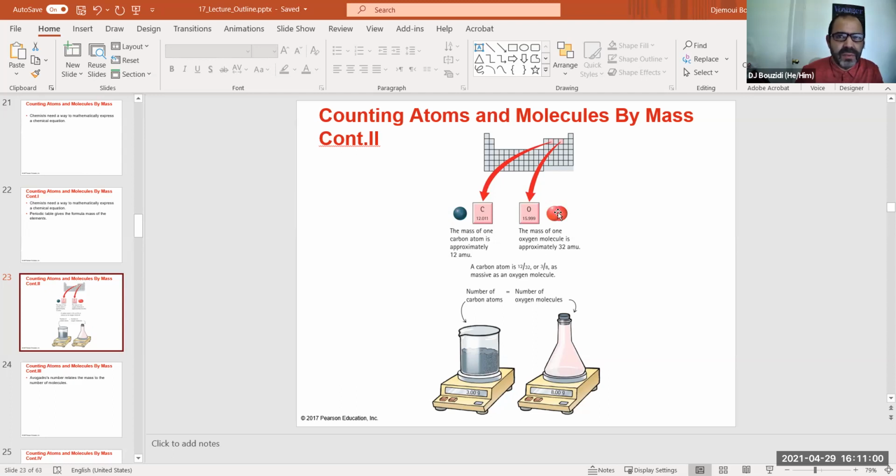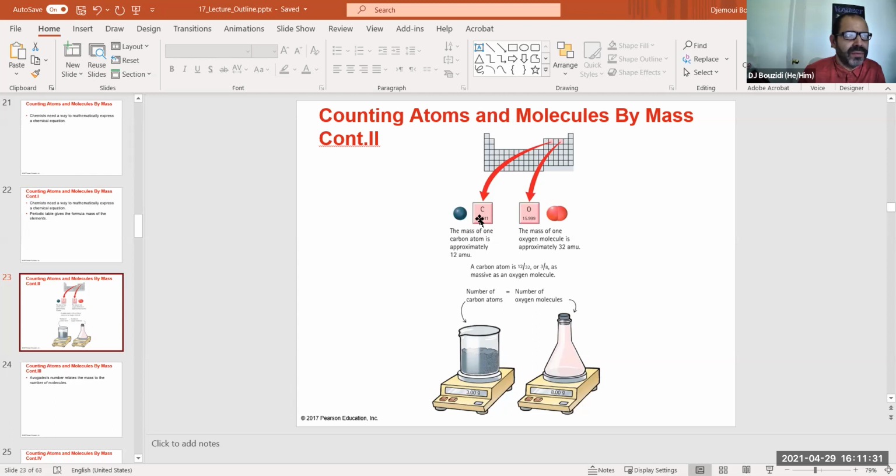And this one is roughly the same order of magnitude, albeit slightly more, because you have 32 AMUs versus 12. Then the two will combine and give you basically CO2, carbon dioxide. You have two of the oxygens in here. One of them is in the gas phase, and the other one is actually in the solid phase. But what if you would want to have 3 grams of this one?